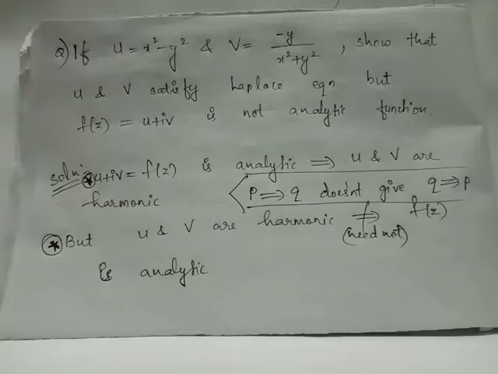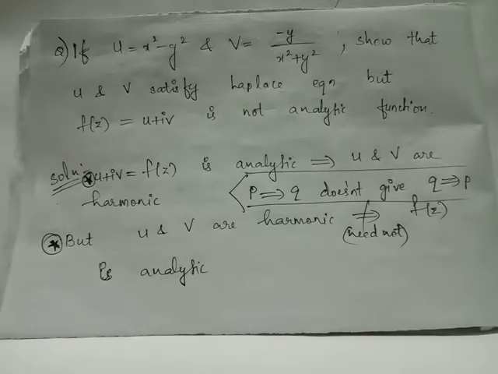Suppose u equals x square minus y square and v equals minus y by x square plus y square. We check whether u and v are harmonic functions. That is, we check whether u and v satisfy Laplace equation. We also check whether f of z constructed using u as real part and v as imaginary part happens to be an analytic function. Recall the general result.